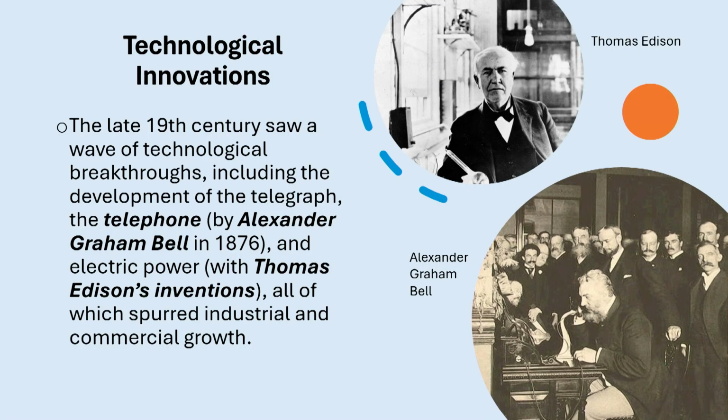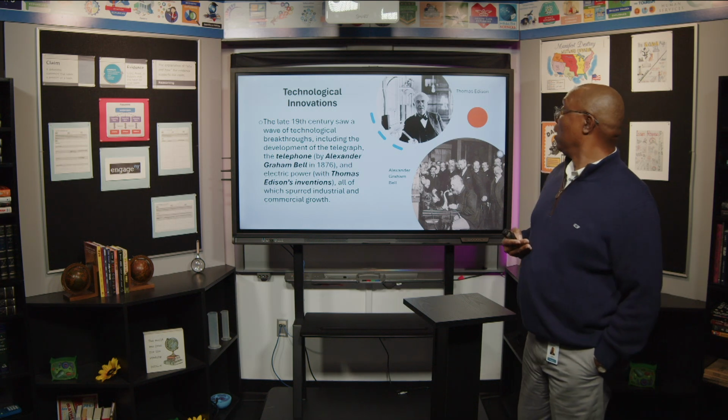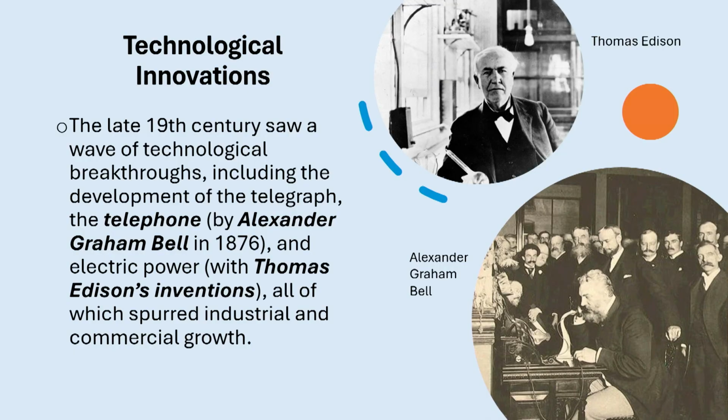Here are 2 of our most important inventors during the early industrial period. In the upper left you have Thomas Edison, and down at the bottom you have Alexander Graham Bell. The late 19th century saw a wave of technological breakthroughs, including the development of the telegraph, the telephone by Alexander Graham Bell in 1876, and electric power with Thomas Edison's inventions like the light bulb, all of which spurred industrial and commercial growth.